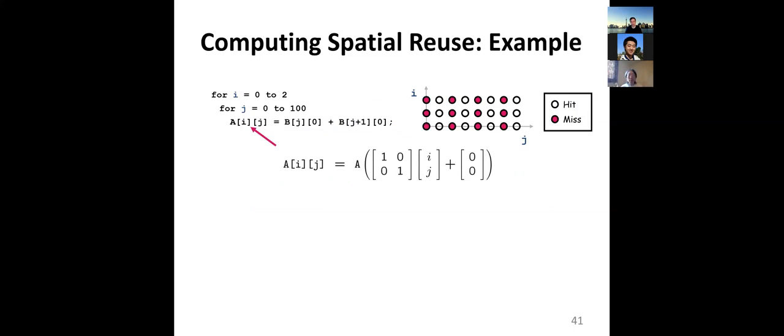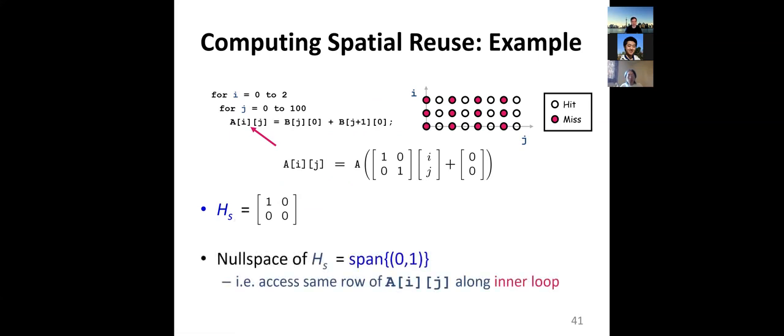Okay, so this is an example of how we compute the spatial reuse, right? We get the matrix Aij for this. Then we get HS. So remember the matrix H would be 1, 1, but then we take the last row and make it zeros. So this is our matrix HS. And then for that matrix, we find the null space, which has span of 0 and 1. And this is essentially the same row of I and J along the inner loop, right? That's what it tells us. That's the span which we're looking at.